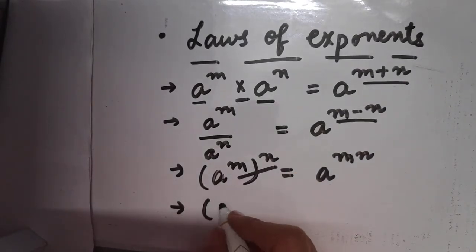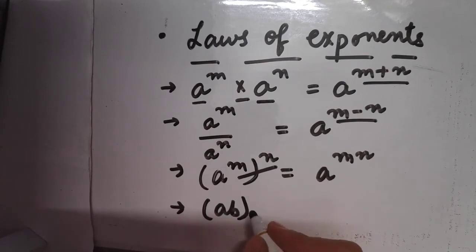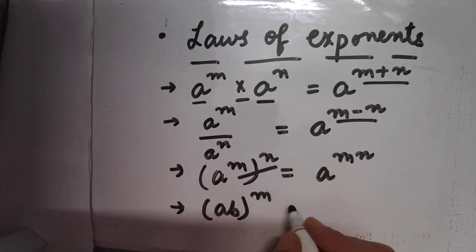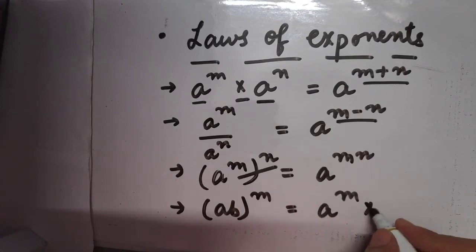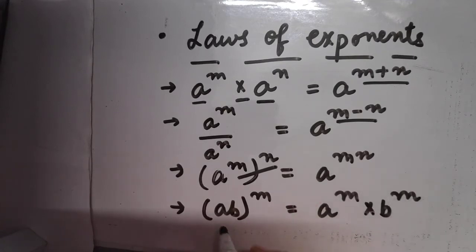Then we have ab raised to the power m, that is equal to a raised to the power m into b raised to the power m. Here the bases are different, but the exponent is same. So it will be equal to a raised to the power m into b raised to the power m.